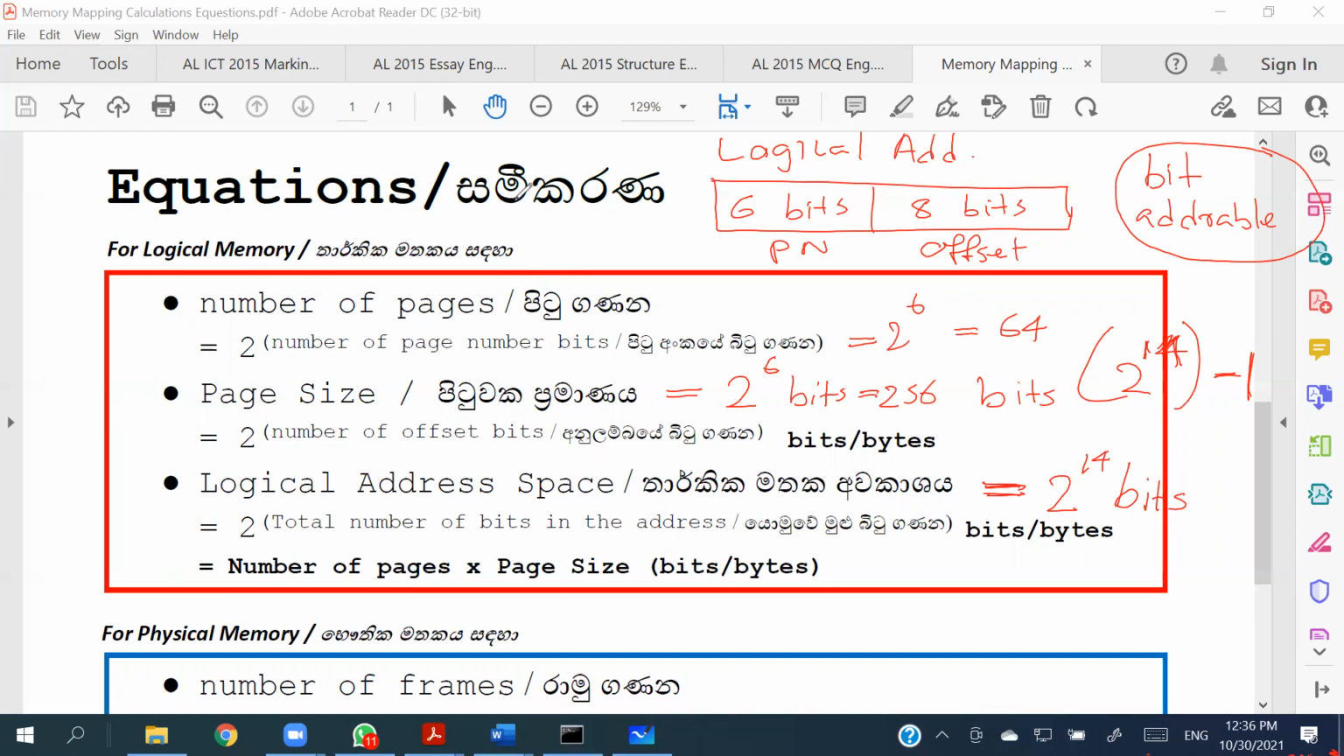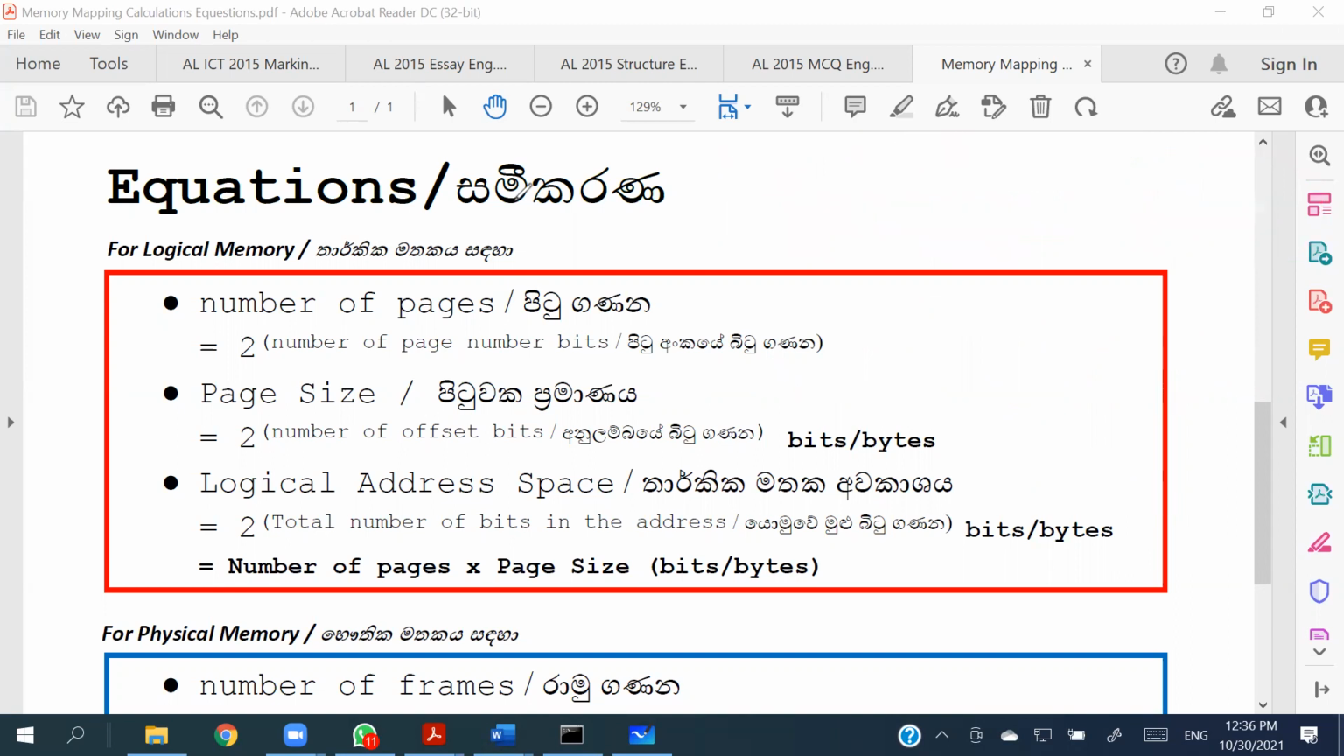Now what happens if the things go like this, people? Let me clear the drawings. Now what happens if it goes like this? Here a logical address is there, and the page number and the offset are there. Now the details are going to be like this.